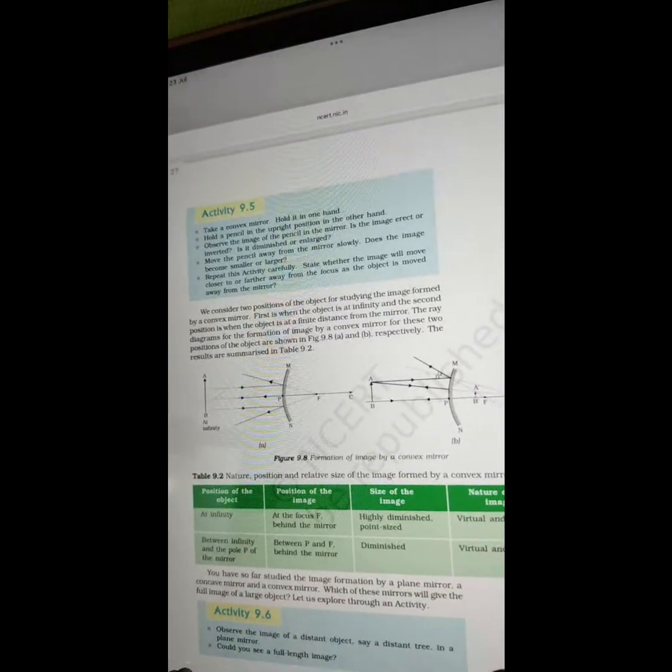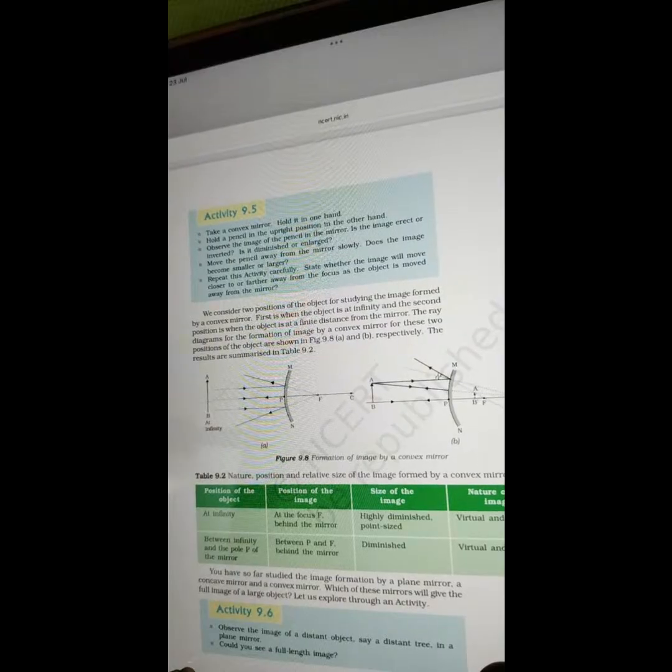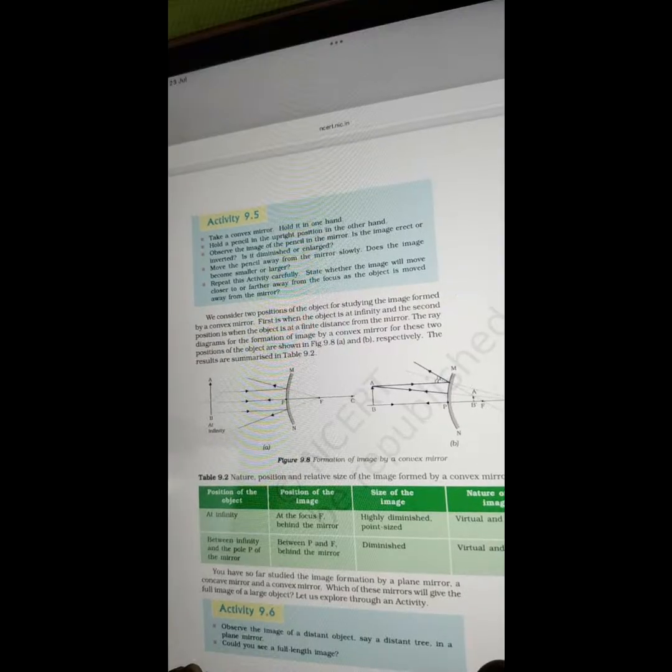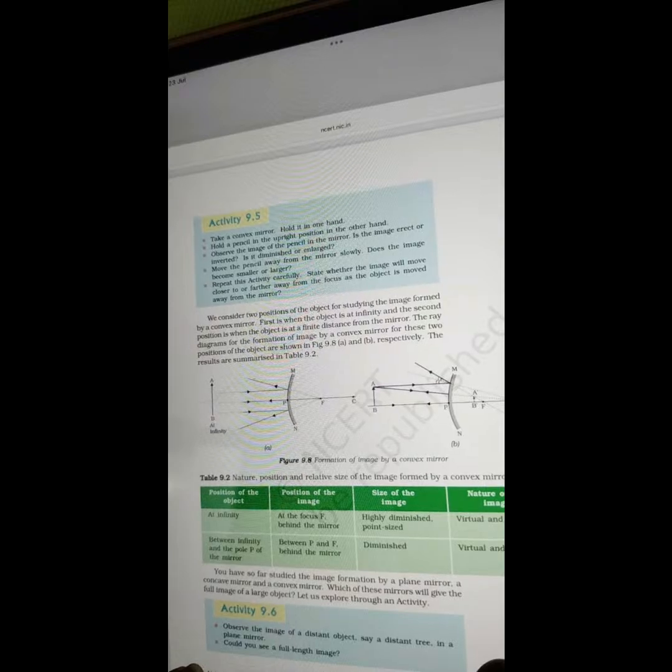So in table 9.2, if you place the object at infinity, then at the focus F behind the mirror will be the image. The image will be highly diminished, point-sized, virtual and erect. So this is for the convex mirror. If you place the object between infinity and the pole P of the mirror, then the image will be formed between P and F behind the mirror. The image will be diminished, virtual, and erect.